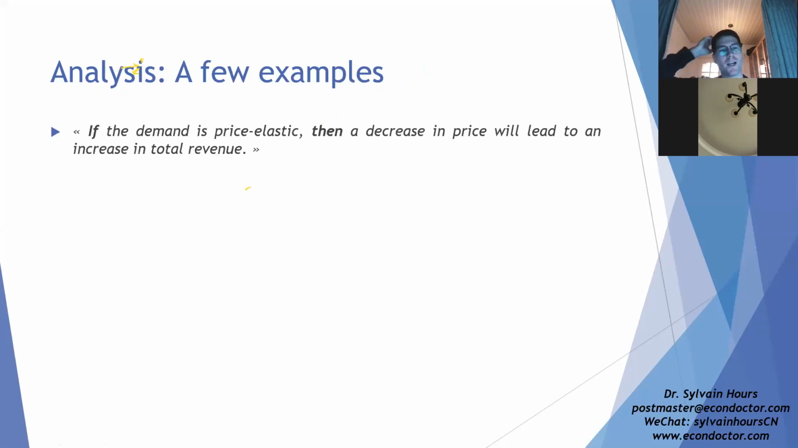How about this one? If the demand is price elastic, so that's my initial condition, then a decrease in price will lead to an increase in total revenue. Okay, so it's correct, no problem. And you see there is one single consequence. If A, then B. It's something that can be regarded as a short logical chain. There are only two chain links. We only relate the PED with the total revenue. Does this mean that this is a superficial analysis?